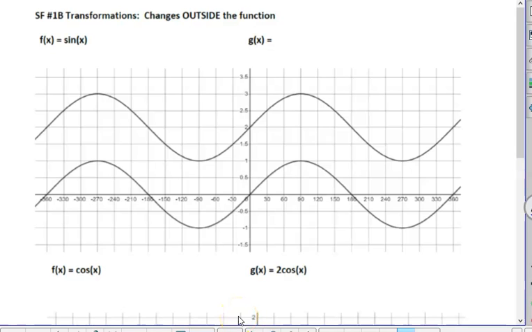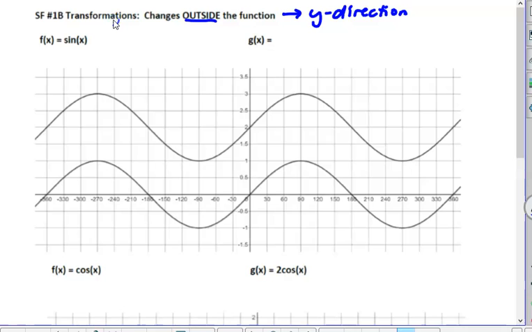Now we're going to look at transformations that we can make to the sine or cosine graph that affect the sinusoidal axis, the amplitude, the phase displacement, or the period. So the first thing we're going to look at are changes outside the function. Changes outside the function affect the y direction. And when I say changes outside the function, I mean that what we're doing to the sine function does not occur inside these parentheses, it occurs outside the entire function.